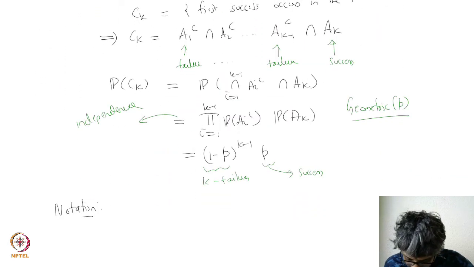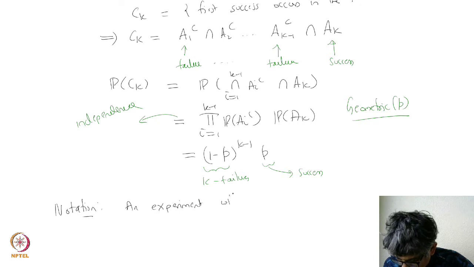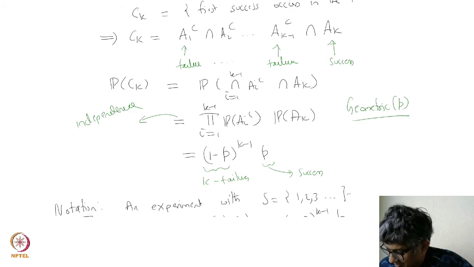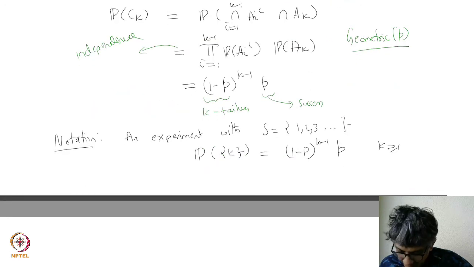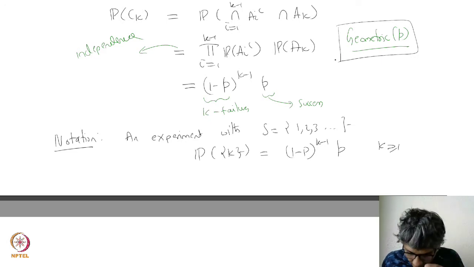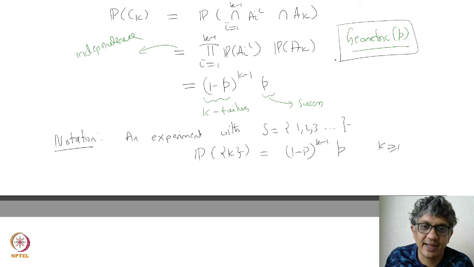So one could view this as an experiment with sample space 1, 2, 3, and so on; it takes you so many tries to get the first success. And the probability of every outcome k is the chance that the first success comes at the kth trial, which is 1 minus p to the k minus 1 times p. So one could view this experiment like this. This whole thing is called geometric p. It's a distribution on S, or you could think of it in terms of Bernoulli trials, where you look at the number of trials to the first success.